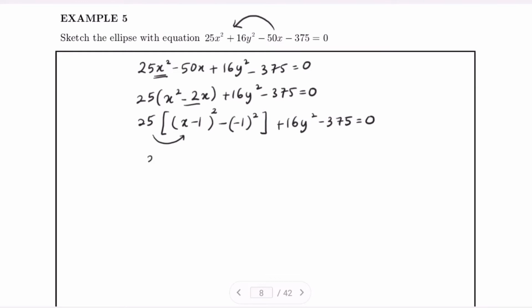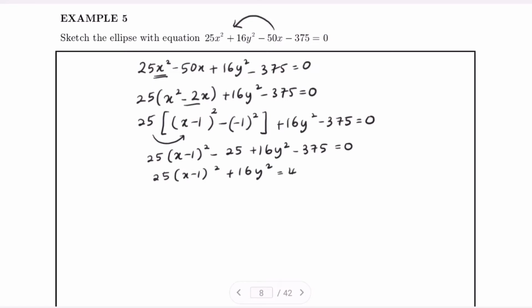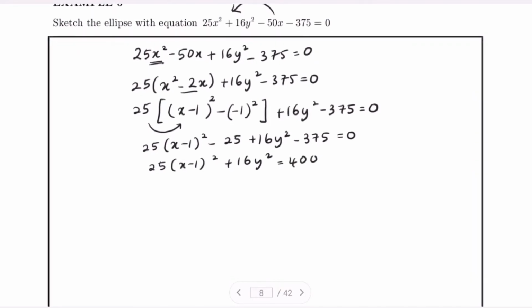Next, you're going to expand. So you get -25 plus 16y squared minus 375 equals 0. Simplify to get this. You know that the ellipse equation will be equal to 1, so you have to divide everything by 400. So it becomes (x minus 1) squared over 16 plus y squared over 25 equals 1.